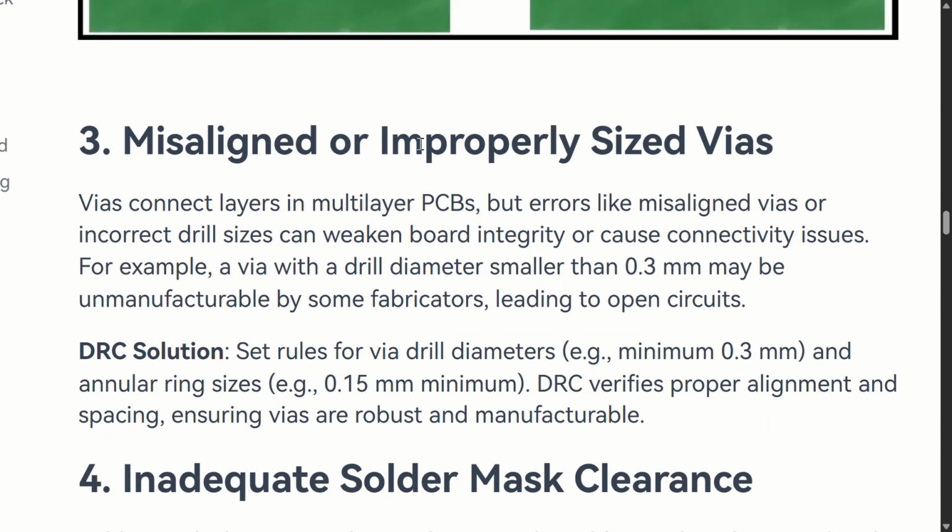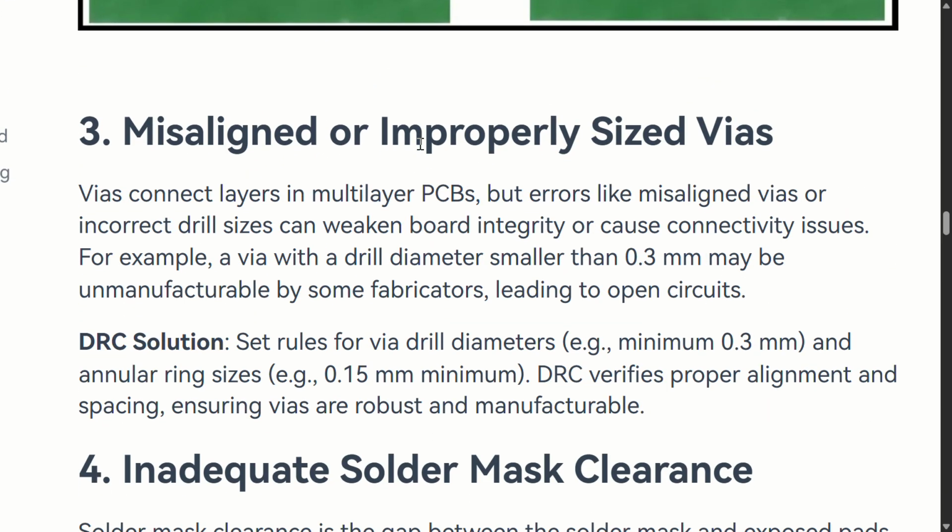So for this also there would be a minimum spacing rule. For example, a via with a drill diameter smaller than 0.3 mm may be unmanufacturable by some fabricators, leading to open circuits. So you know about vias, right? Vias are there to connect multiple layers. If you have a copper trace on the top copper layer, and you want that same signal to be transmitted to the bottom copper layer, then a via is used. We already discussed the types of vias.